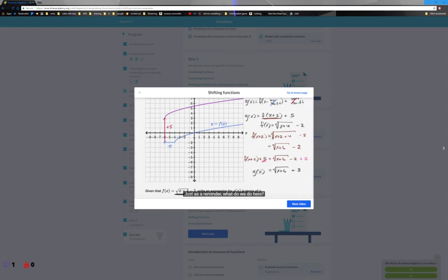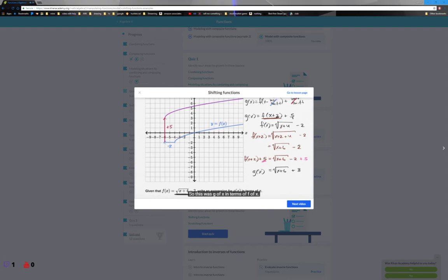Just as a reminder, what did we do here? First, I expressed g of x in terms of f of x, where I say, hey, to get from f of x to g of x, I shift 2 to the left. It's a little counterintuitive that plus 2 makes it a shift of 2 to the left. If this was minus 2, it would be a shift of 2 to the right. But like I just said in the previous example, it's good to try out some x's and to see why that makes sense. And then we shifted 5 up.